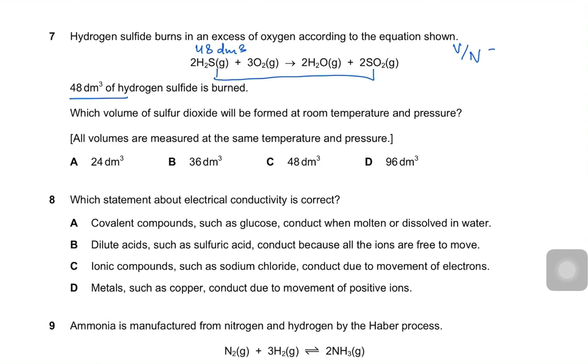If you have watched my video on mole hack, you would remember that the mole ratios are actually equal to the volumetric ratio. Now, if hydrogen sulfide and sulfur dioxide are being compared, 48 decimeter cube of one is equal to how much volume of the other? Their mole ratio is 2:2, which means technically 1:1. So it's going to give you the same volume. So it's going to give you 48 decimeter cube. So that is the answer.